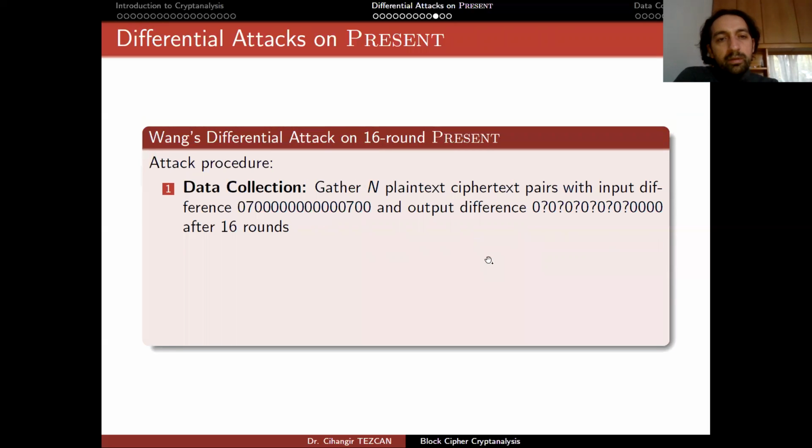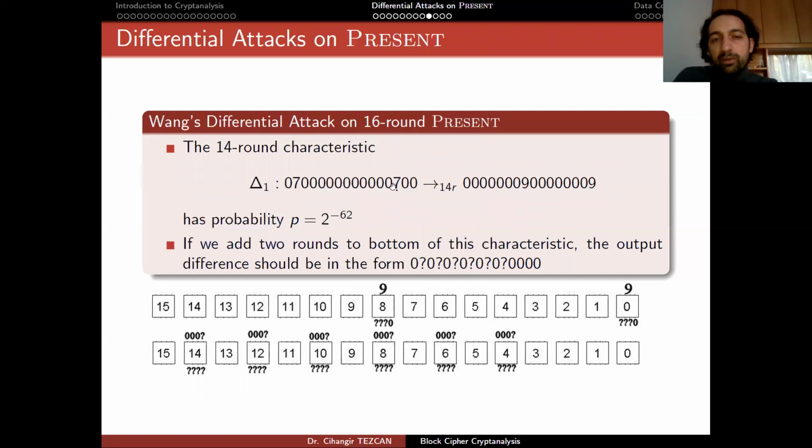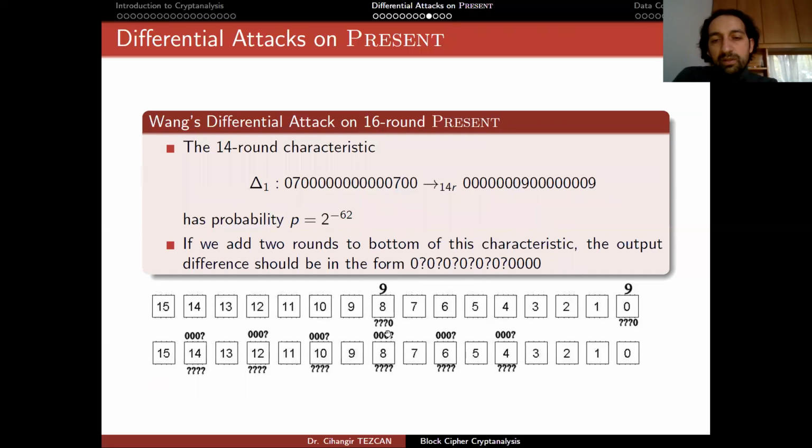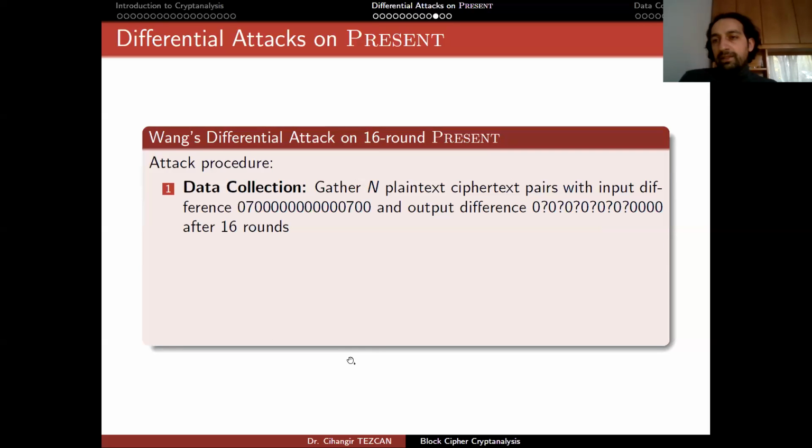So the attack procedure is explained in this slide. First, we start with the data collection part. Gather n plaintext-ciphertext pairs with input difference given like this, which is actually the one obtained by Wang. And the output difference should be in this form, which we observed here. And since as an attacker, you can only get input and output values, not the intermediate values, this is a realistic scenario. You get the n plaintext-ciphertext pairs in this form. So this is a chosen plaintext collection.